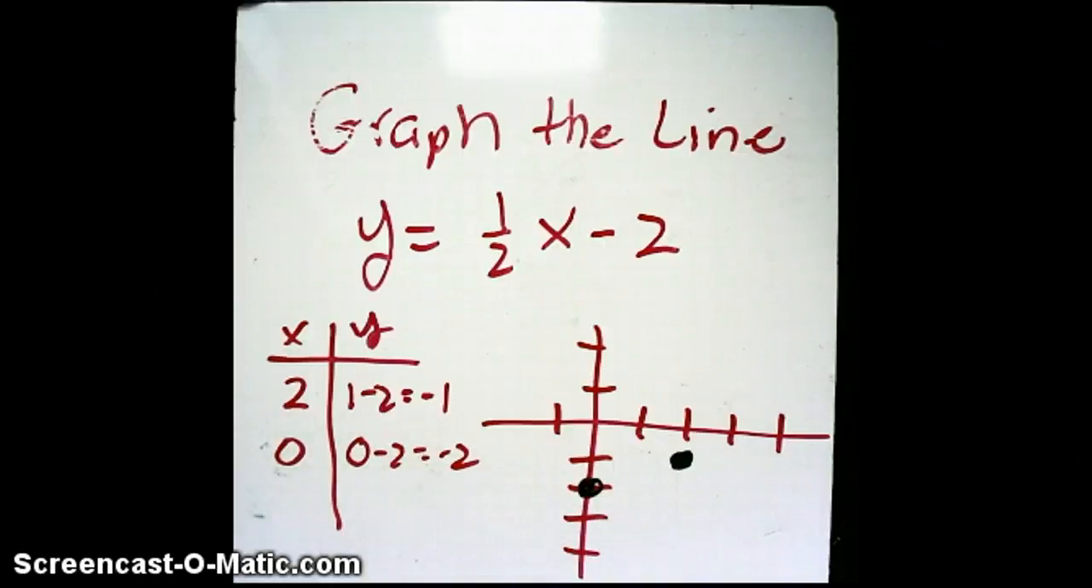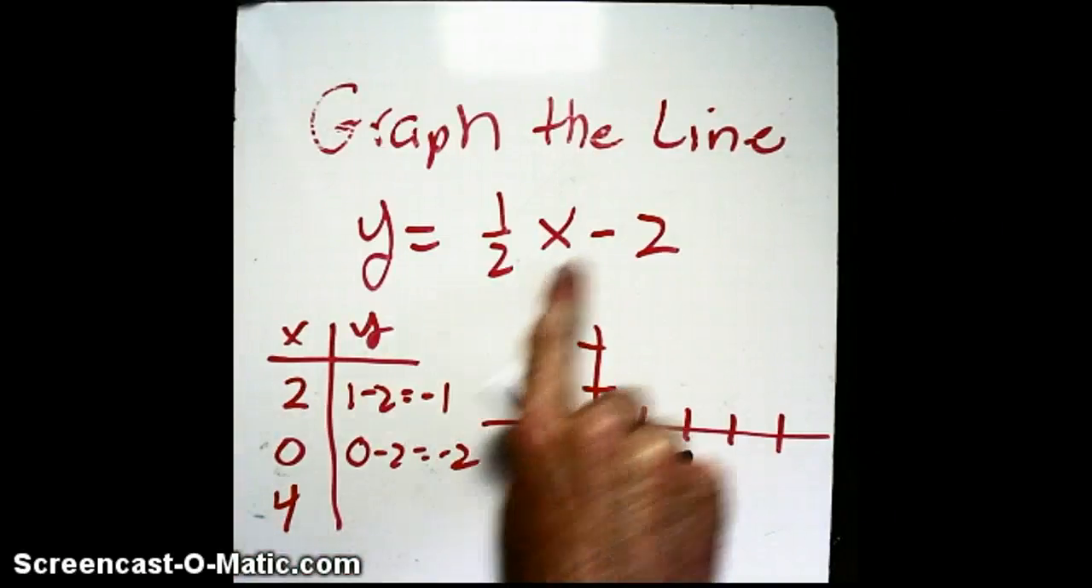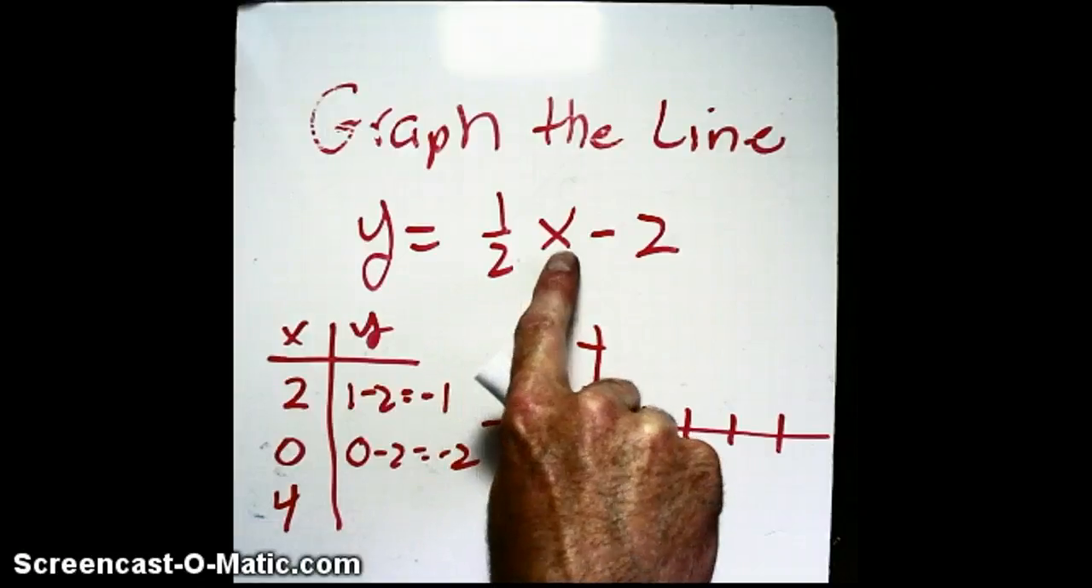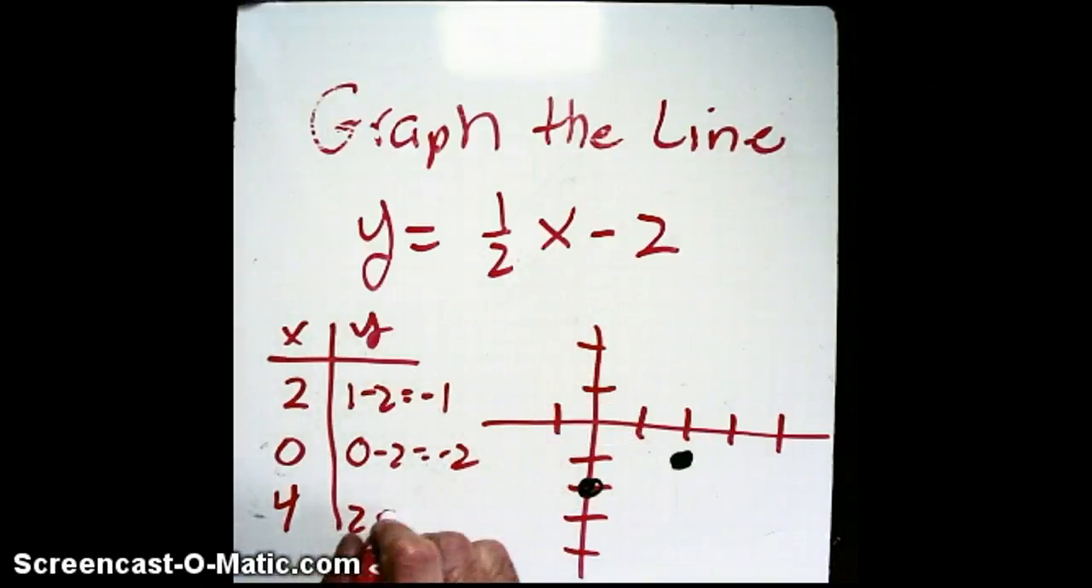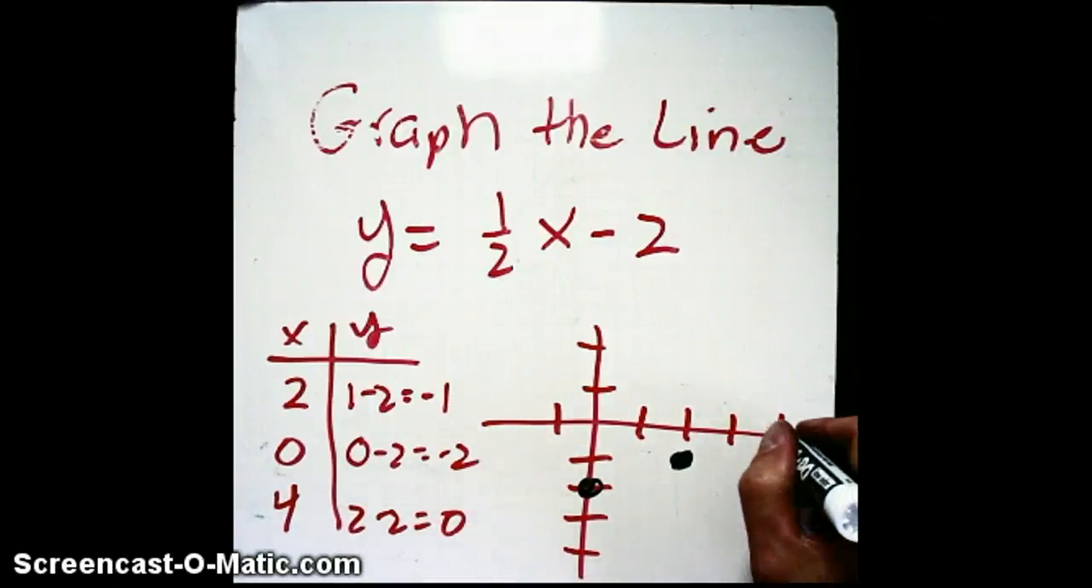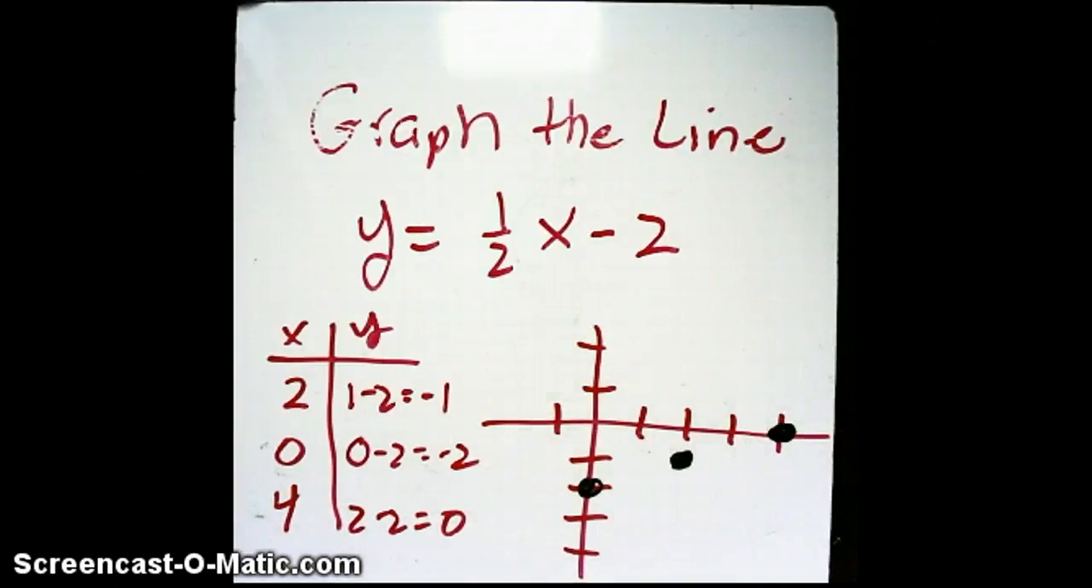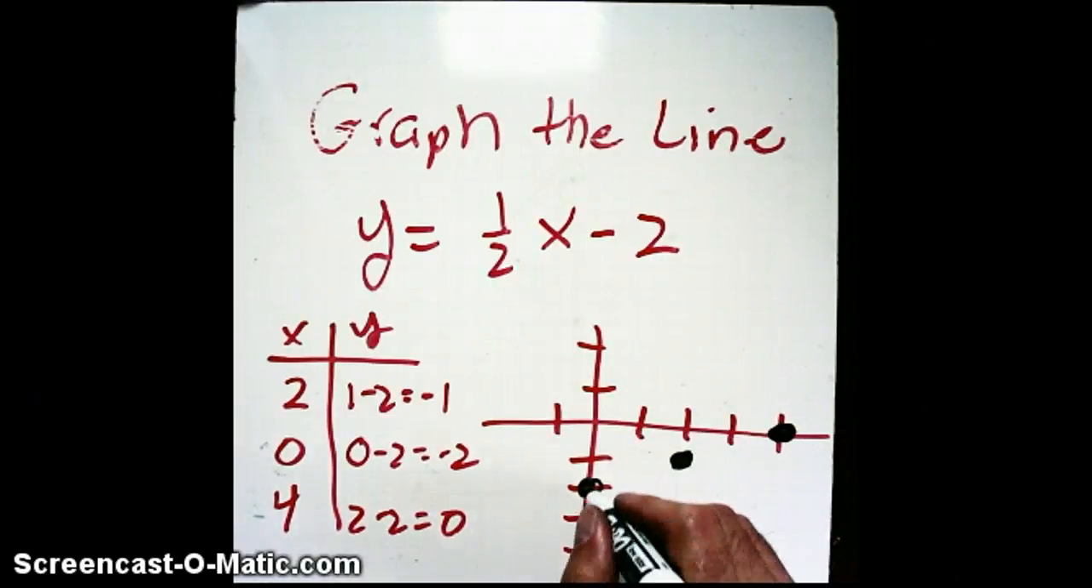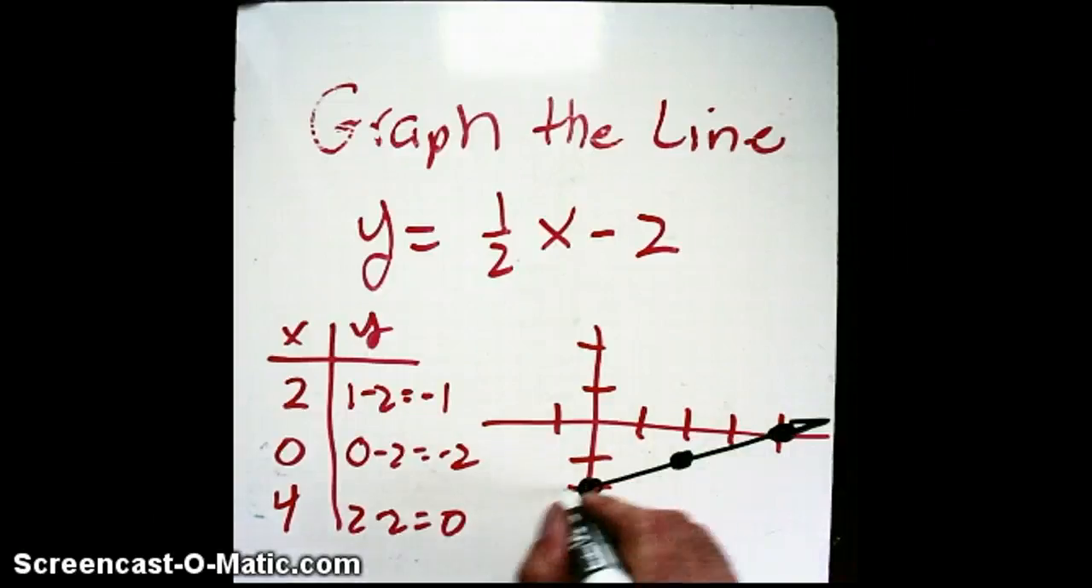We could just stop there and draw the line, but it would be good to pick maybe another point. 4 would be a good value to pick, because if I plug in 4, the 2 goes into the 4, so 2 minus 2 is 0. So 4, 0. Now, the important thing to keep in mind is, are you seeing that the points are in the same line? That is called collinear. So here we go. Here's my line.